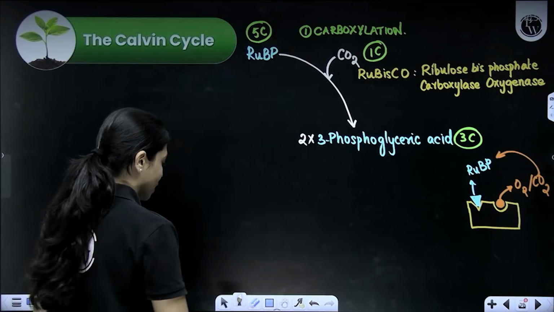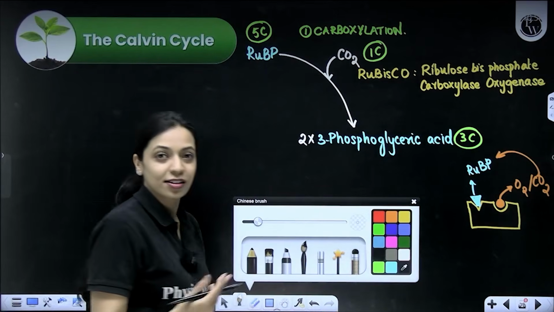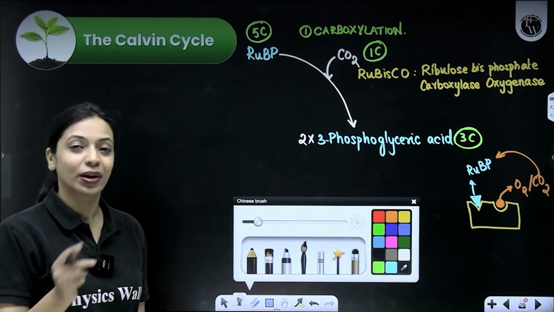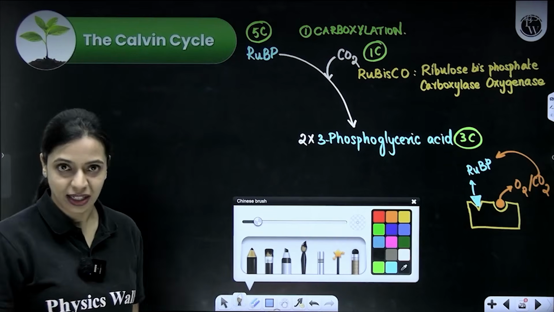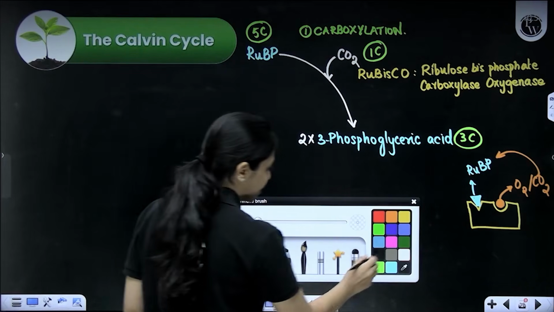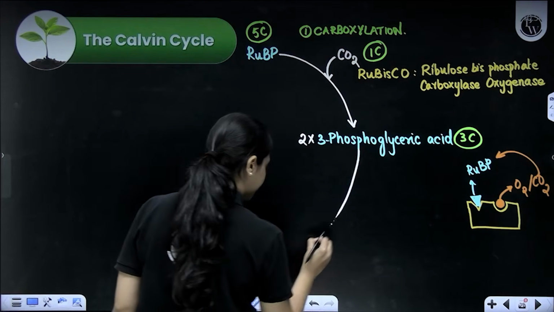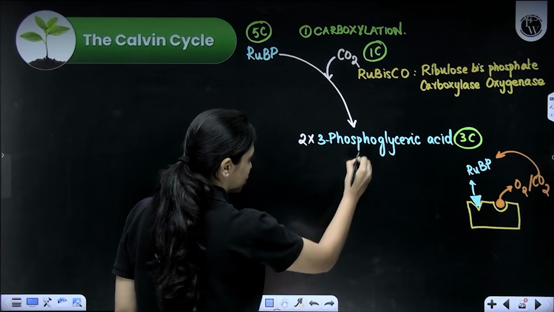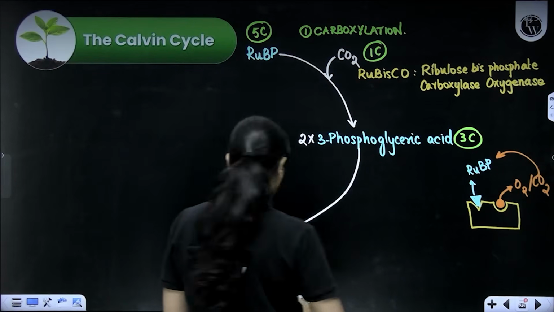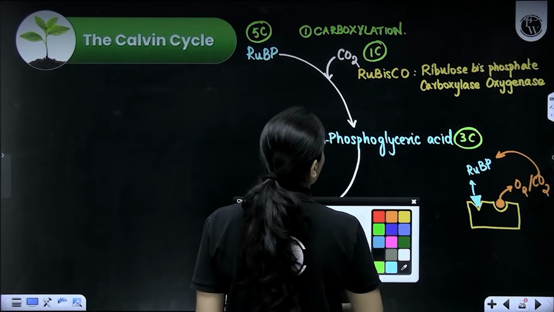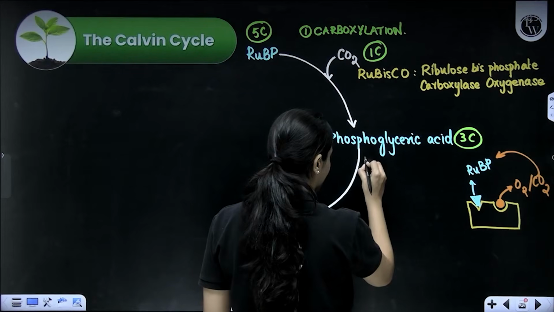Okay. Now, I told you that photosynthesis is a redox reaction where carbon dioxide will get reduced to form glucose, so reduction needs to happen. So in this step, reduction will happen. Yeah. So the second step is reduction.